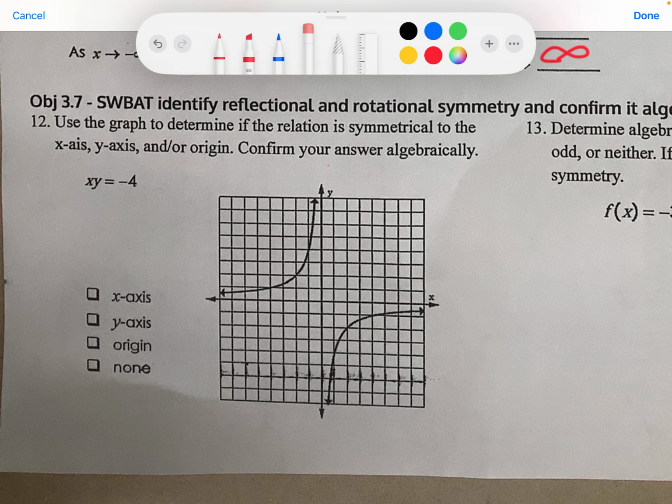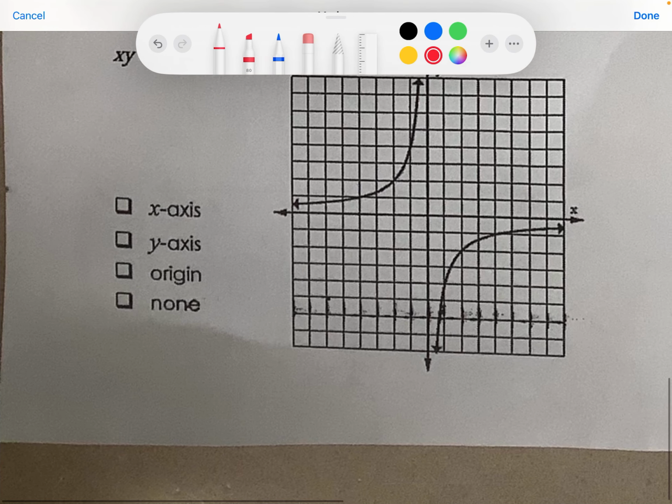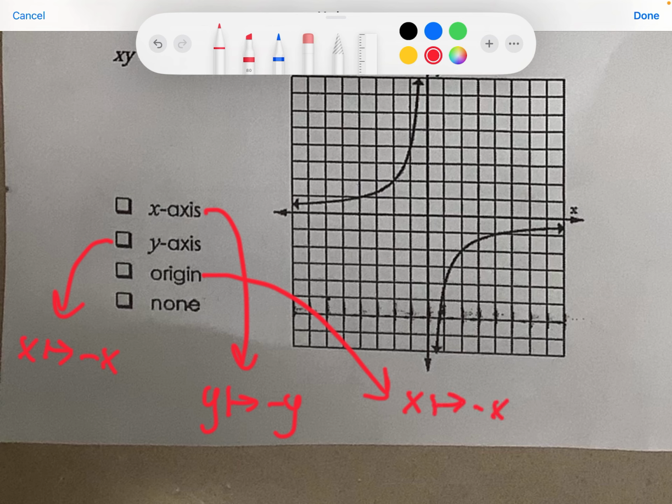Let's see, I'll write down these rules here. For x-axis symmetry, you swap y with negative y. To check if it has y-axis symmetry, you swap x with negative x. And to check if it has origin symmetry, you swap both x to negative x and y to negative y.